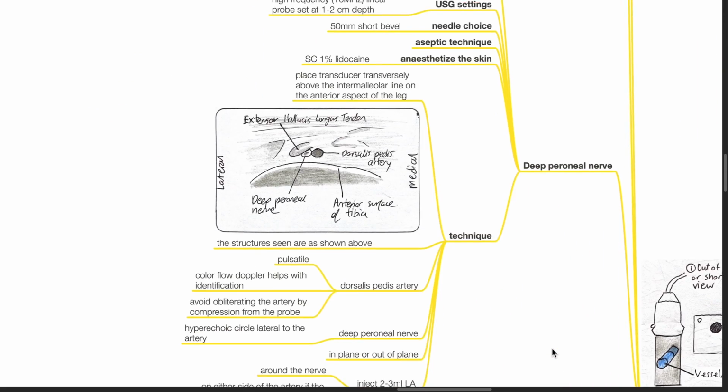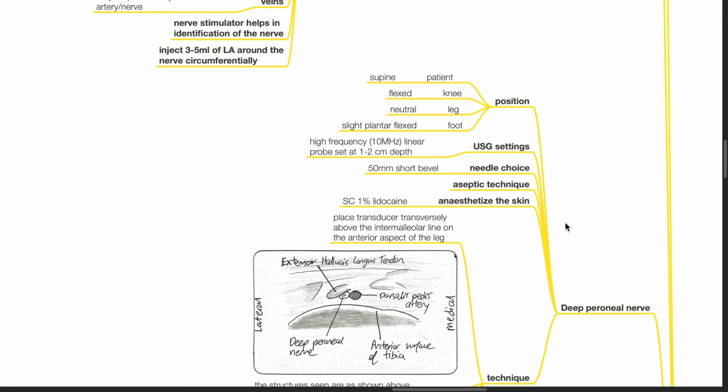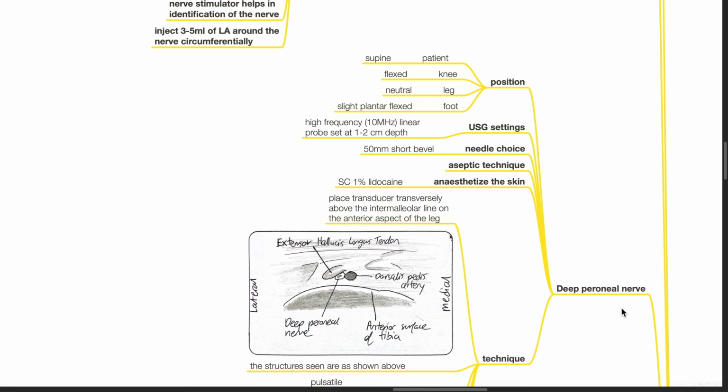Deep peroneal nerve. Deep peroneal nerve block. The patient should be supine with the knee flexed, leg in neutral position and the foot slightly plantar flexed. Ultrasound settings.